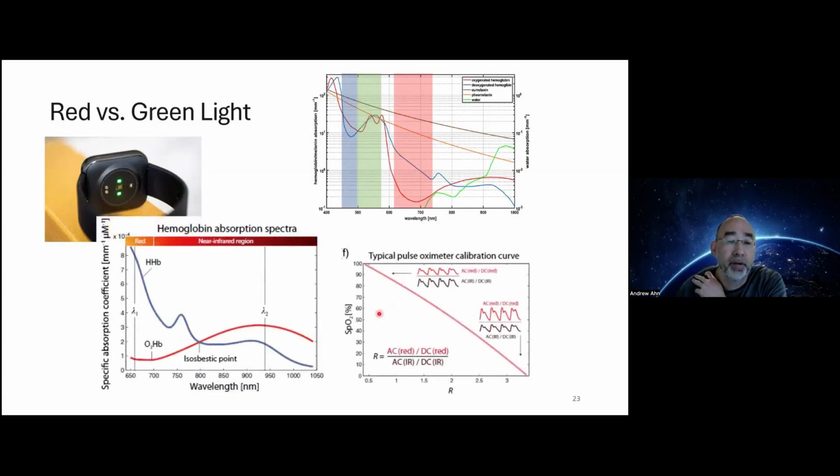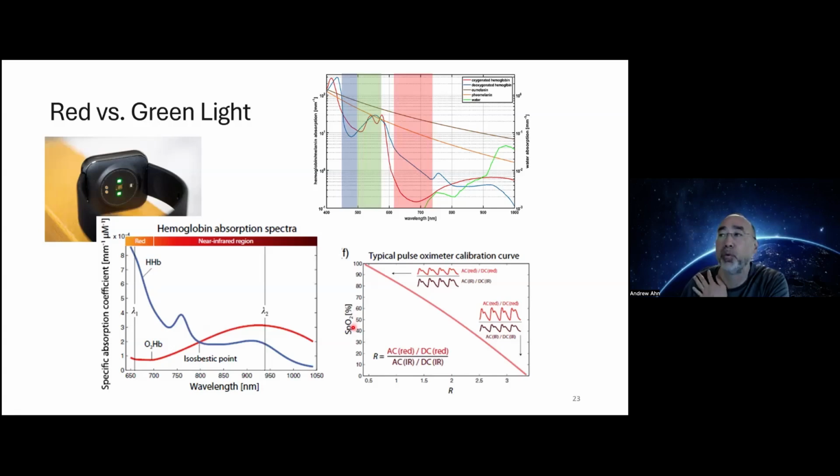And for that reason, oftentimes these devices use two forms of light, the red and infrared, on opposite sides of what's called the isosbestic point. This is the point where the wavelength of light is absorbed at about a similar level by both the deoxygenated and the oxygenated hemoglobin. And because there's such a contrast here, you could use the data that you get in terms of the amount of light being absorbed for the red and infrared to subsequently calculate the oxygen saturation that exists in the tissue.